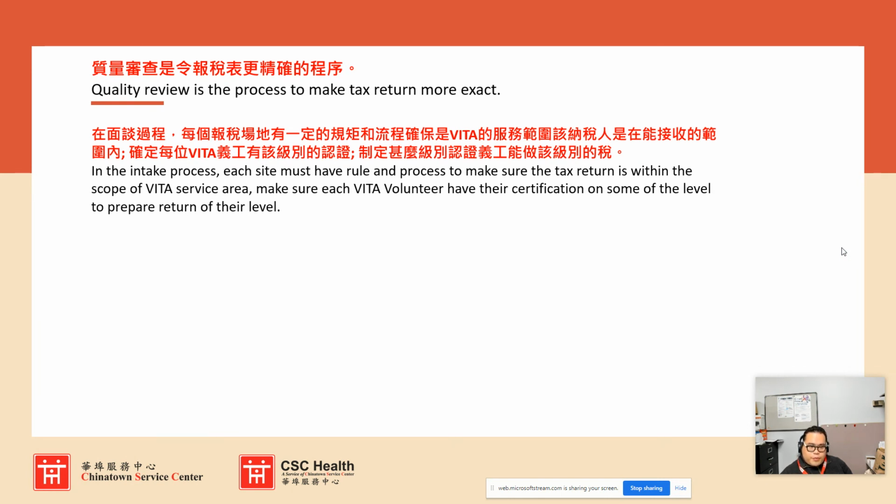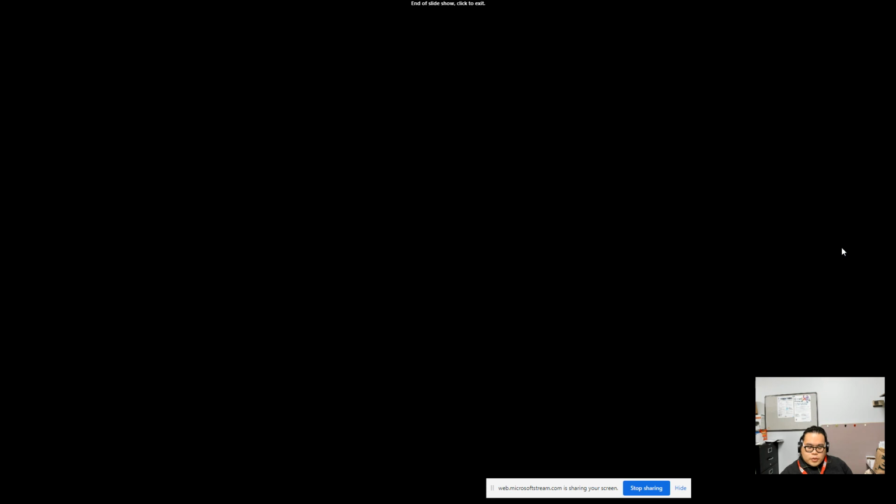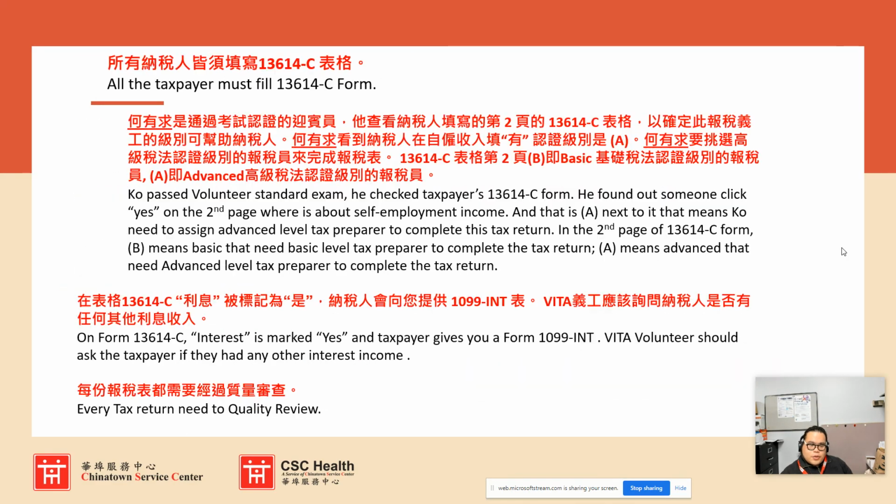In the intake process, each site must have rules and processes to make sure the tax return is within the scope of VITA service area. Make sure each VITA volunteer has certification at the level needed to prepare returns of that level. Okay, so that's it for the reading.